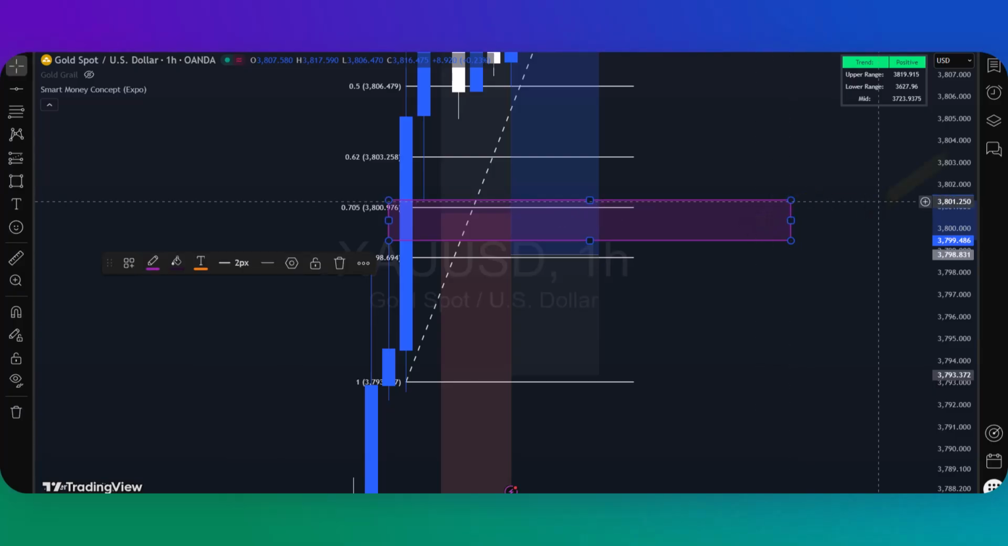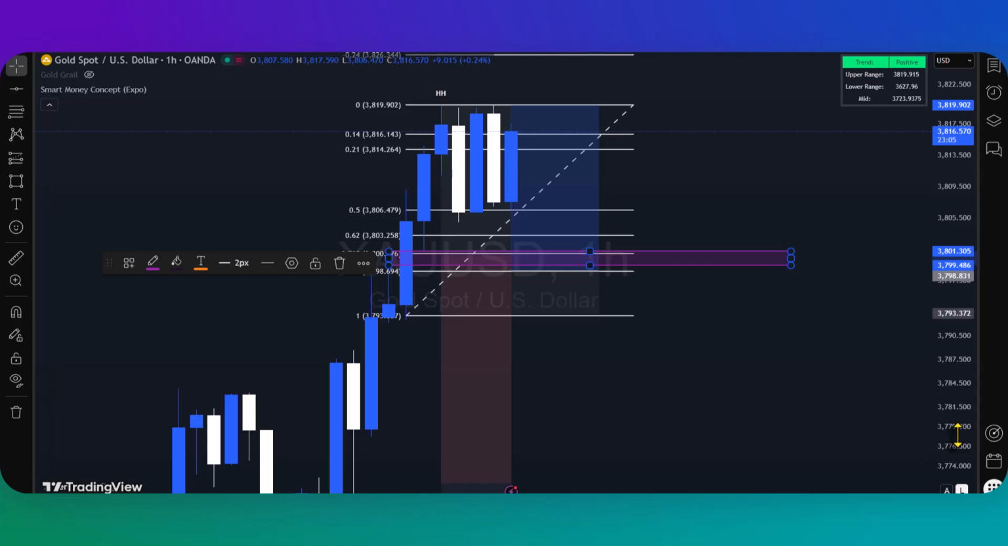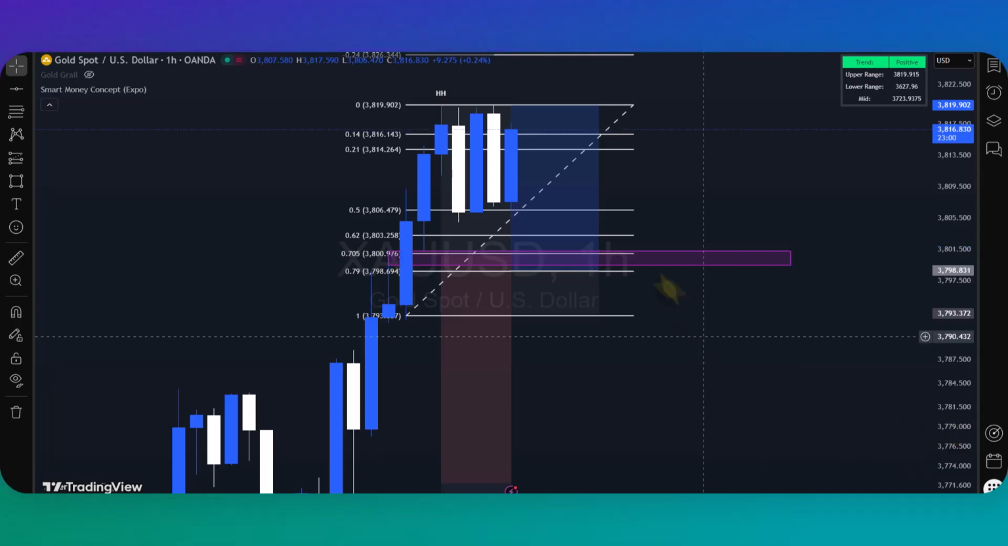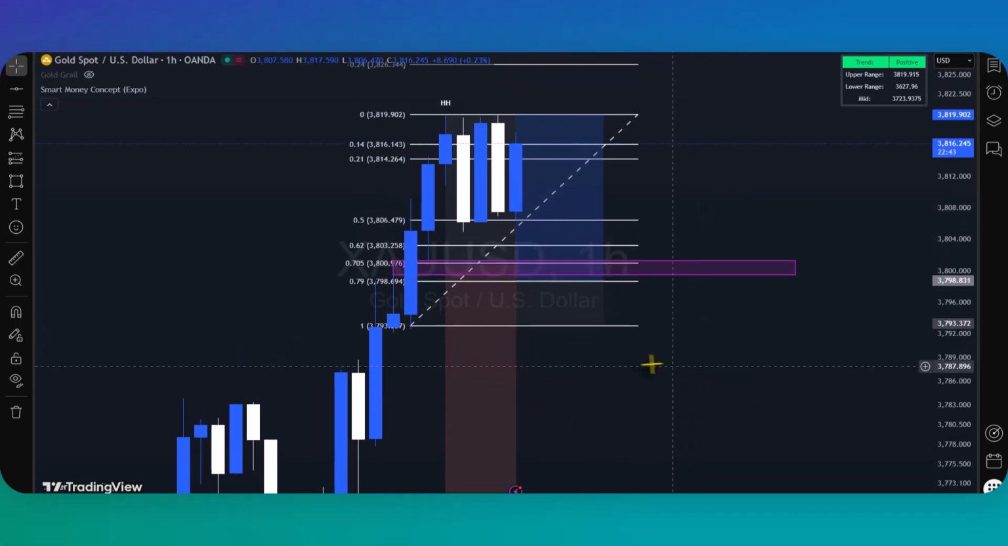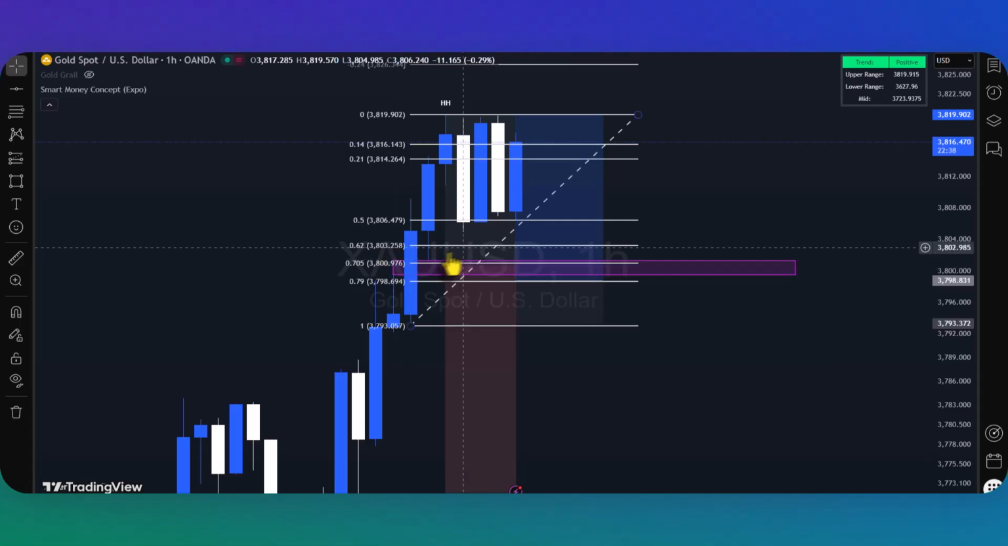Now, what do we know about fair value gap? Though you guys might not know, fair value gap, which is FVG, is an imbalance in the market where there's a space between the wick of the former candle and the wick of the next candle. Like the high of the former candle and the low of the next.